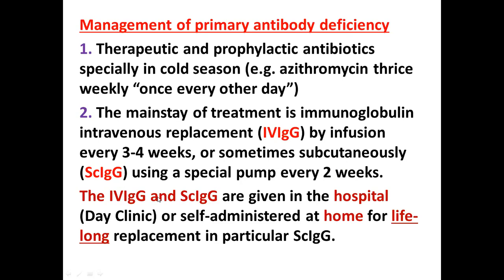Intravenous immunoglobulin and subcutaneous immunoglobulins are given in hospitals or day clinics, or the subcutaneous can be administered at home, because the patient will stay on these infusions for the rest of their life. Whoever can take this, they insert the pump at night and then the next morning the subcutaneous infusion is finished.